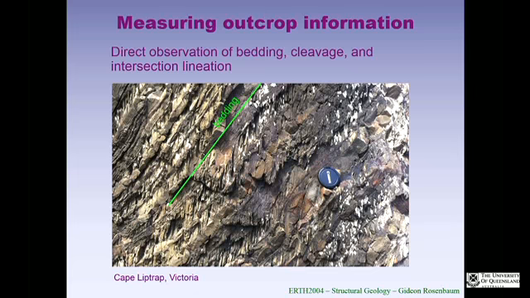outcrop. So bedding, we can take a measurement. Cleavage, intersection lineation is the intersection. We can either look around and try to find a place to measure directly, or we just calculate it. We can put it in the stereonet, see the intersection.